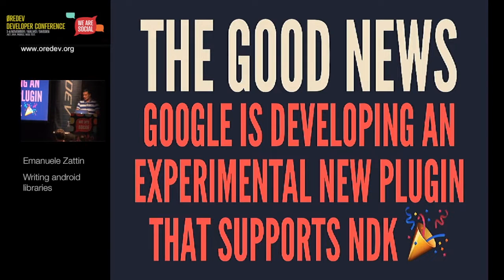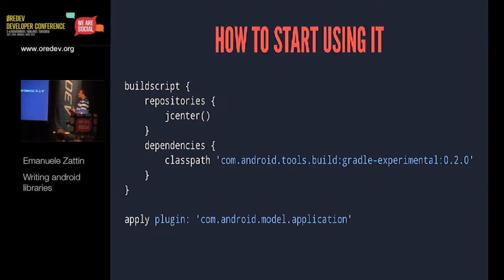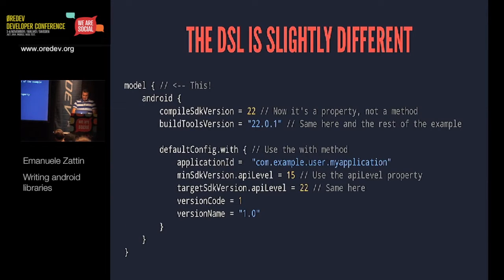So it changes something. So this is how you use it. You actually add this dependency, so the difference is the experimental part there and the version. That's the latest version I know of, as of 2 days ago. And also the model part in the package name. And the DSL is also slightly different. Now everything is enclosed into a model closure, and you have to use properties and not methods, so you have to remember the equal sign, and you have to do some other things.